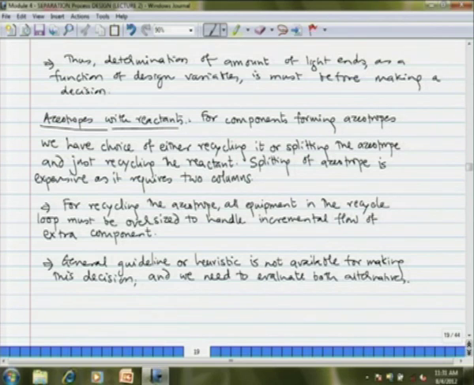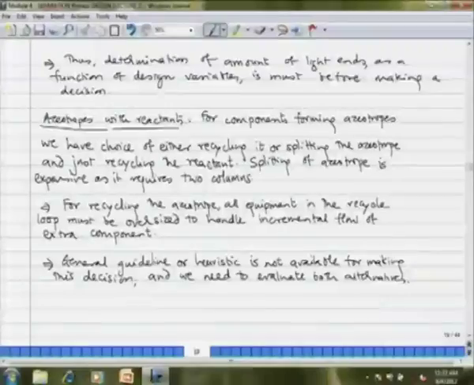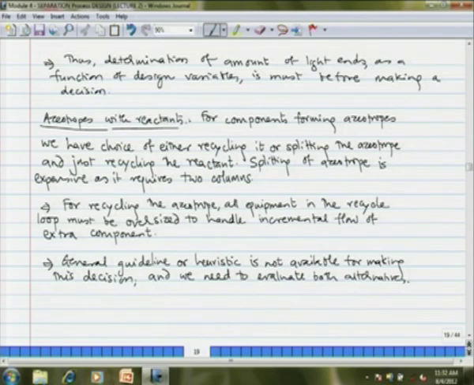Azeotropes with reactants. If a component forms an azeotrope, we have the choice of either recycling it or splitting it. If the component forms an azeotrope with the reactant, then we have trouble, because if we have to recycle the unreacted reactant to the reactor, the azeotrope component also gets recycled. Then we have to split the azeotrope. If the azeotrope forming component is deleterious, is going to trigger side reactions or is going to have some adverse impact on the process, we have to split the azeotrope to recycle just the reactant.